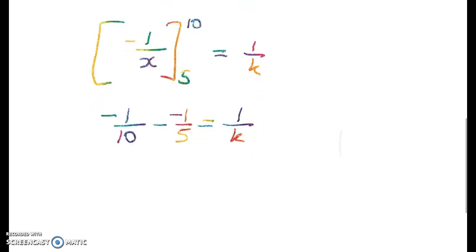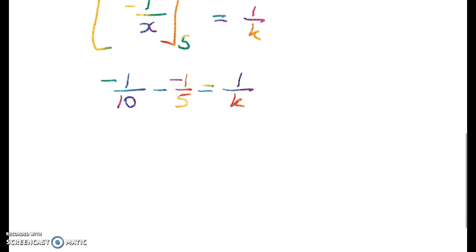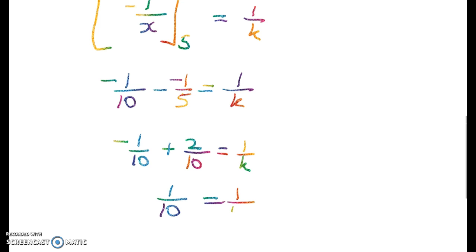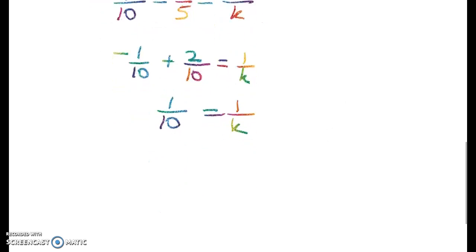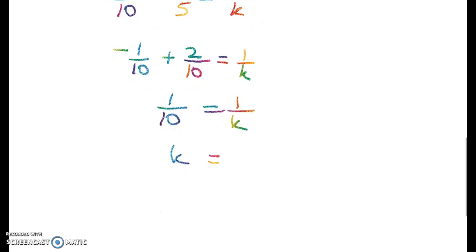Remember that you're doing a show that question, so you really want to make sure that you do put all of these steps in. So that gives me negative 1/10 plus 2/10. 2/10 is equal to 1 over k. 1/10 is equal to 1 over k. And finally, k must equal 10 as required.